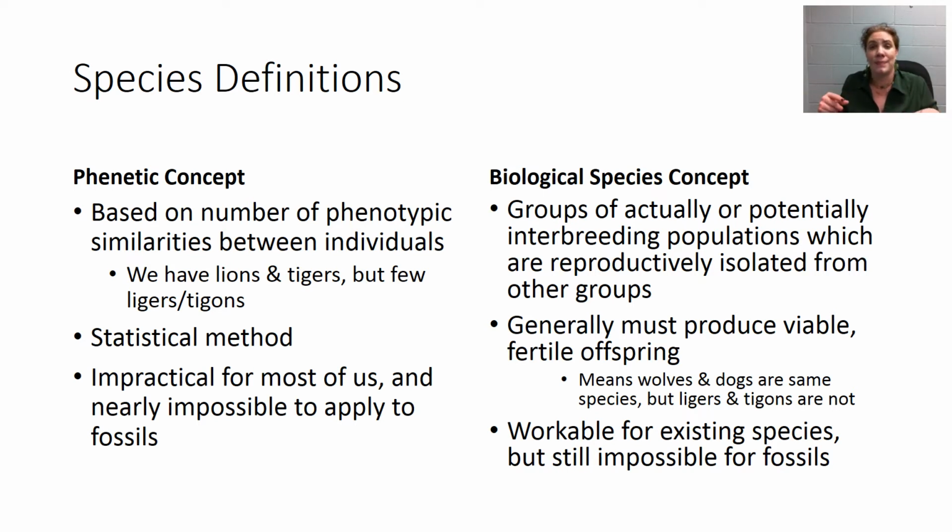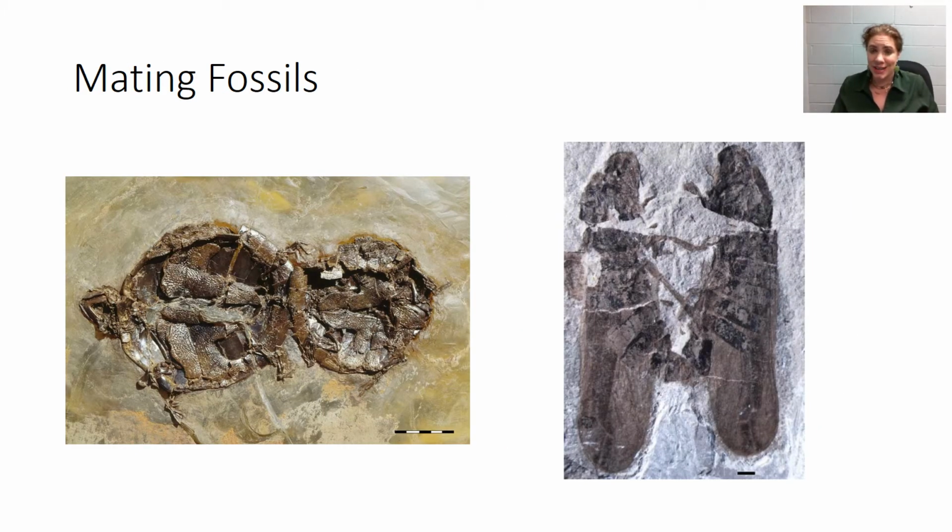That's different than what happens with ligers and tigons. The ligers and tigons, although they're a crossbreed of a lion and a tiger, can produce offspring. It's not super common, and those offspring can't produce offspring in turn, so they're usually infertile or sterile. So this is workable for existing species, but it tends to be somewhat impossible for fossils. I used to actually say that nobody had ever seen two fossils going at it.